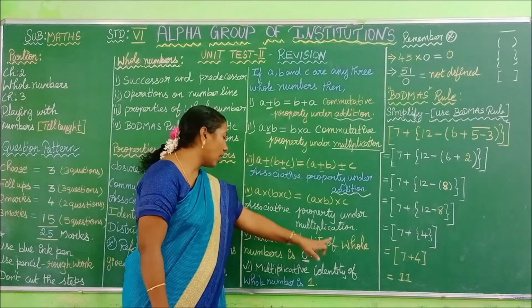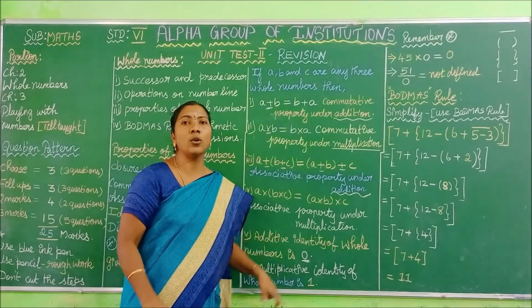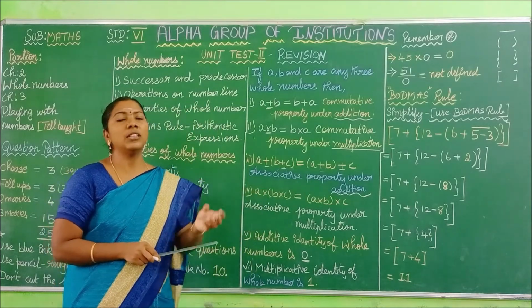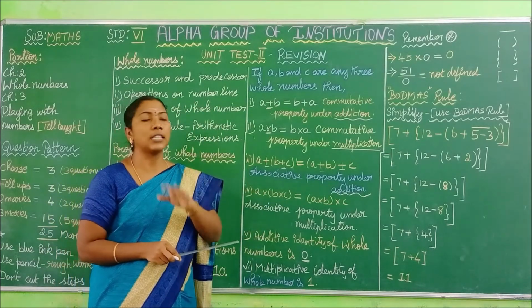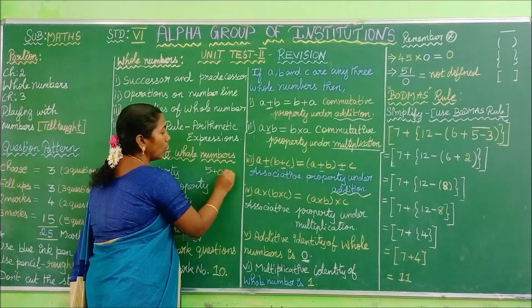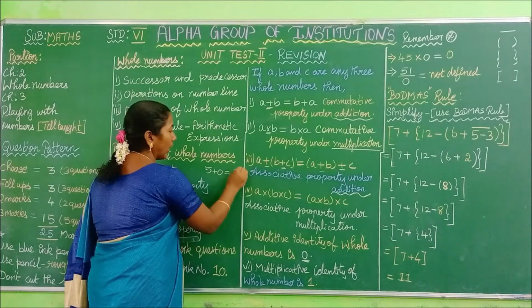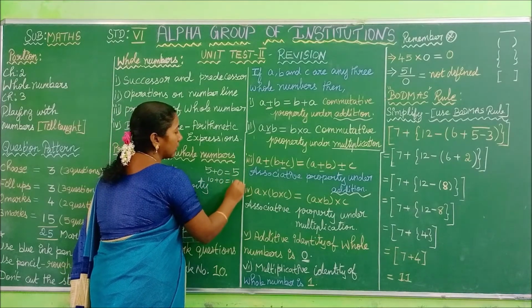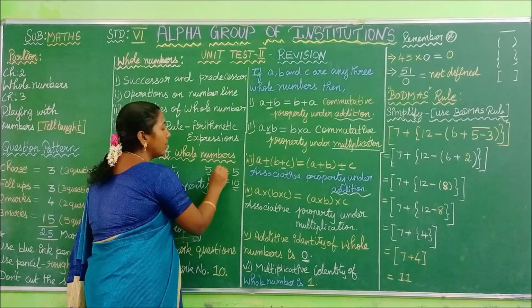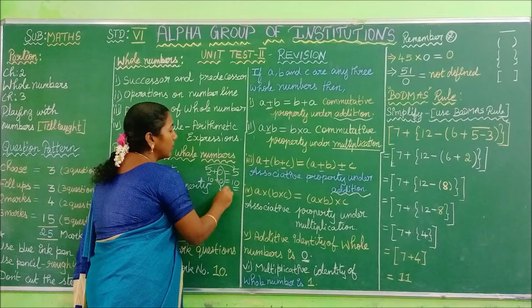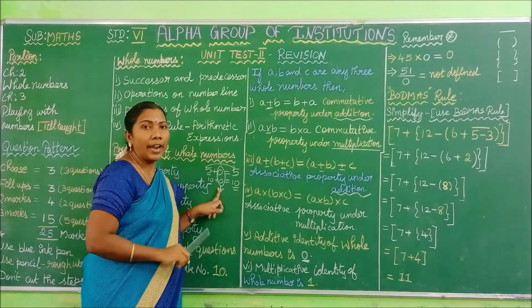Additive identity of whole number is 0. What is simply additive identity? If you add any number with that identity, you get that same number. For example, 5 plus 0. So what is your answer? 5. Similarly, 10 plus 0. What is your answer? 10. If you add any number with 0, you get that same number. So this number is termed as additive identity.